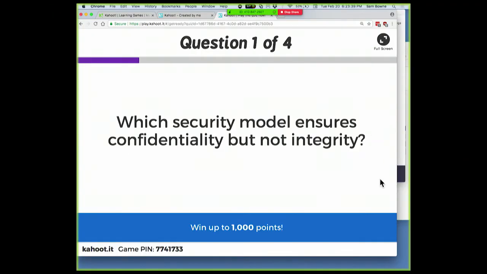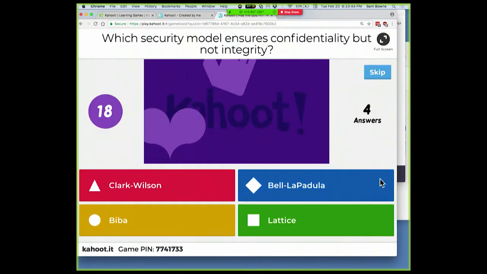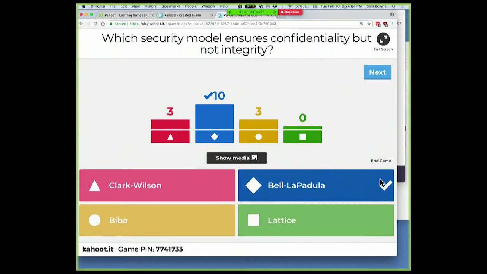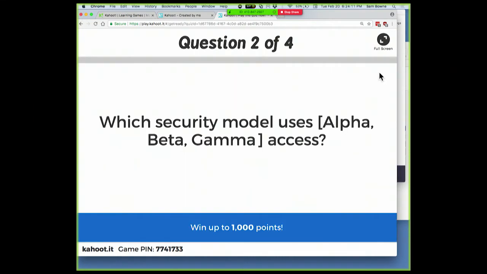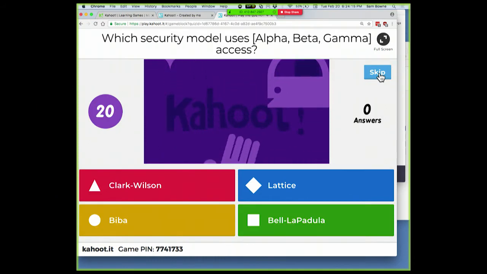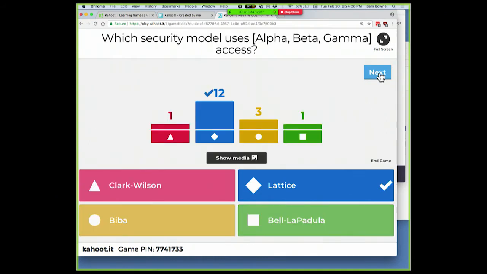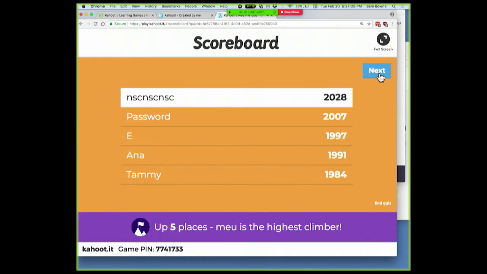So what model gives you confidentiality but not integrity? Okay, that's Bell. Like I said, they're in alphabetical order: Bell, Biba, and Clark. And the first thing was confidentiality. All right. What model uses alpha, beta, gamma? Okay, that's lattice model. Good.